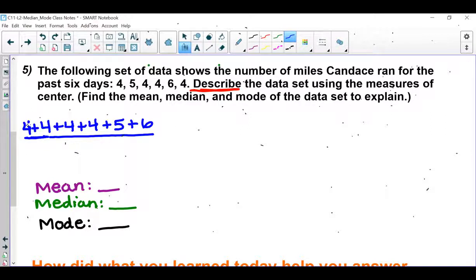Wait, why do you need a fourth one? Because look, there's 1, there's 2, 3, 4. Oh, I didn't see that. There's 4. I only put 3. Okay, and since we're finding the mean, remember we need to say how many numbers do we have? We have 1, 2, 3, 4, 5, 6. So we're putting a 6 down here.